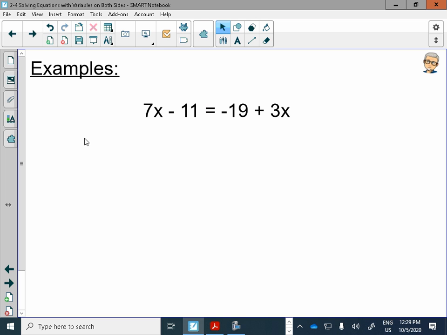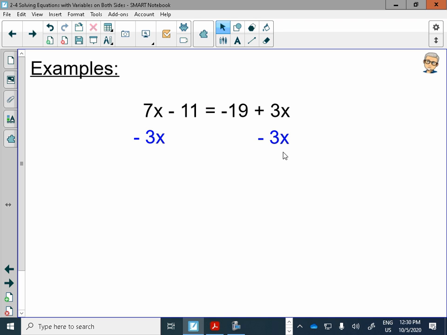For our first example, we have 7x minus 11 is equal to negative 19 plus 3x. Well, there's no parentheses. There are no like terms on either side to combine. So what we're going to do next is to get the variables all on one side. You don't have to do it this way, but I always find it easiest if I keep my variable term positive. So I could subtract 7x from both sides, but that would leave me with a negative variable term on this side. So what I'm going to do is subtract 3x from both sides.